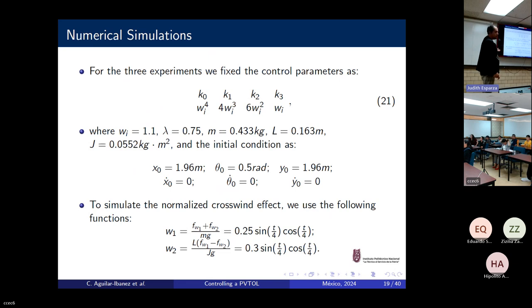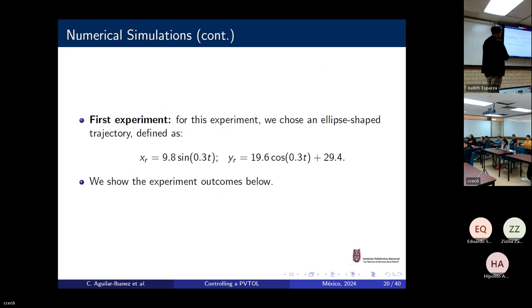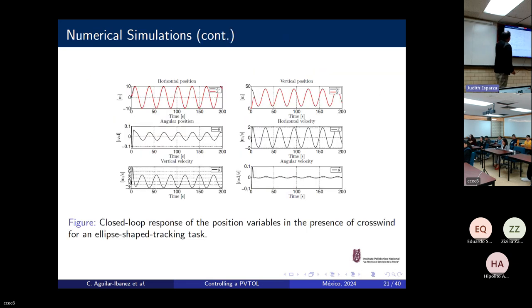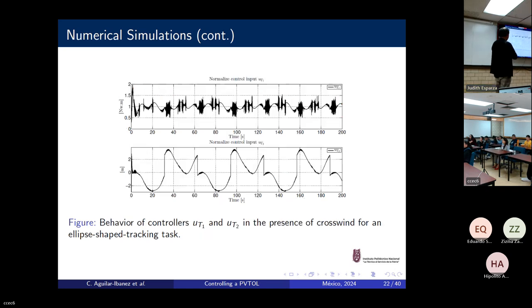Here we are going to show you the experimental tests. The first experiment is tracking this trajectory, and we use this crosswind effect. In this case, this crosswind effect could be related to a turbulent flow. It is very tiny, but we are demonstrating that we are following the trajectories. This is the problem of our control. It reaches in finite time, but the problem here is that we introduce chattering, the main problem of the sliding mode.